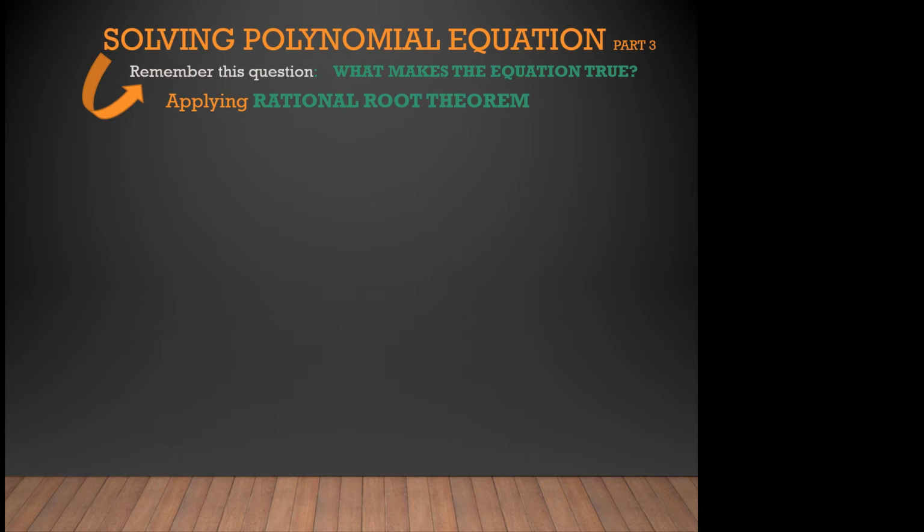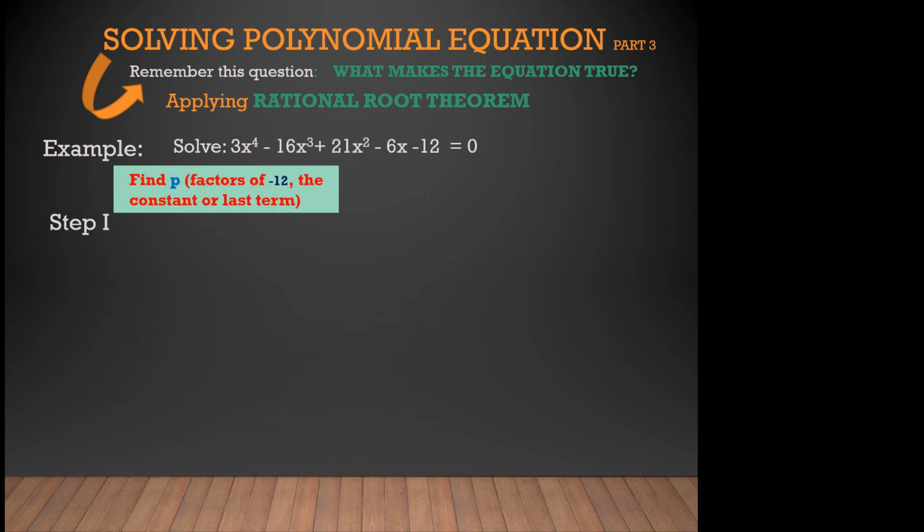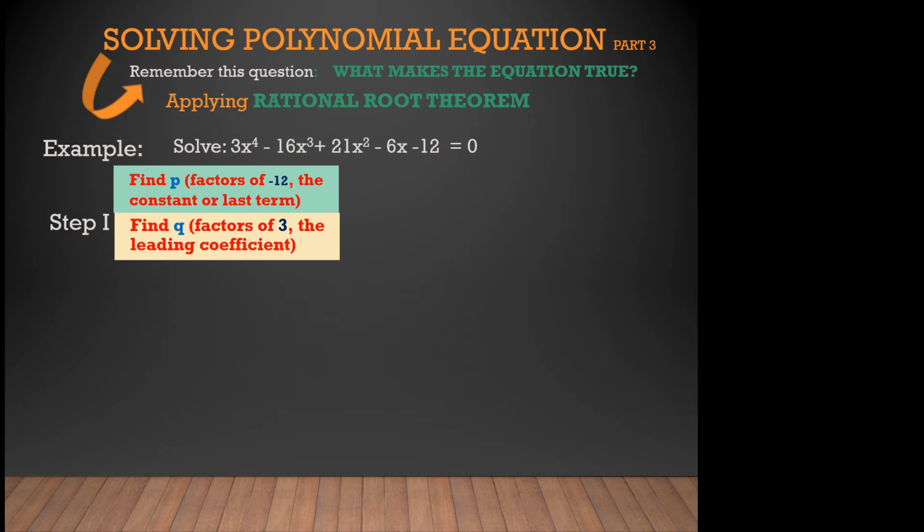Example, solve 3x raised to 4 minus 16x cubed plus 21x squared minus 6x minus 12 equals 0. For step 1, we will find p. P are factors of negative 12. Negative 12 is the constant or last term of the given polynomial equation. We will also find q. Q are the factors of 3, the leading coefficient in our given polynomial equation.